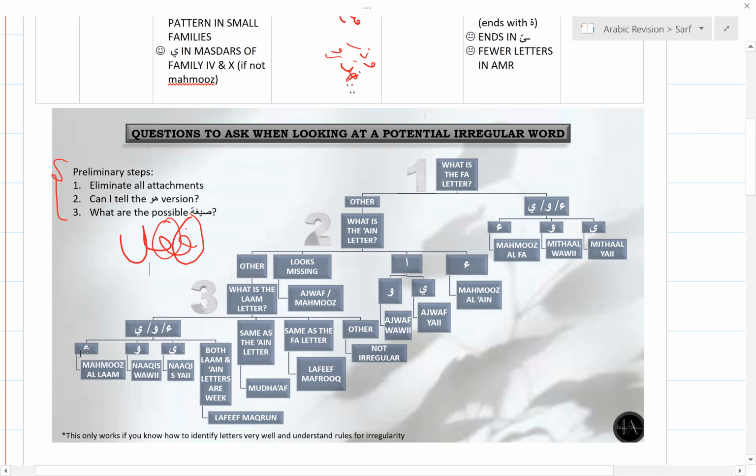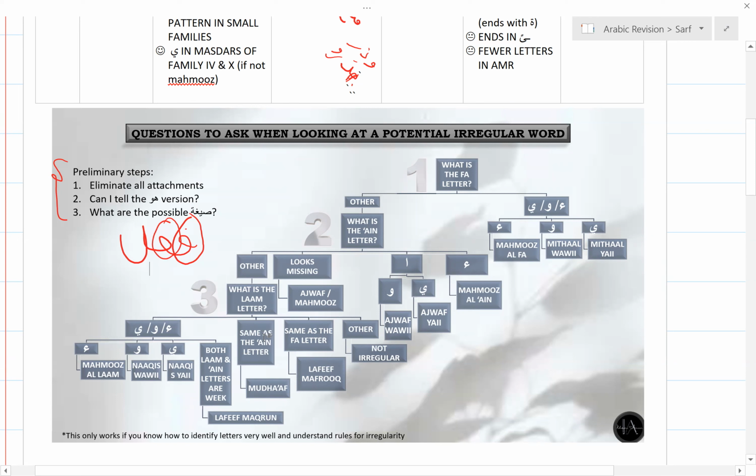So if it is a hamza, of course, mahmuz al-lam, you're done. If it's a waw, ناقص واوي, you're done. If it's a ya, ناقص يائي, you're done. If both the lam and the ain letters are weak, you have لفيف مقرون. If both the last two letters are the same, لفيف مقرون, sorry, and you're done. But what if the ain letter is the same, so you have two letters that are the same? I meant to say here the lam letter and the ain letter are the same.